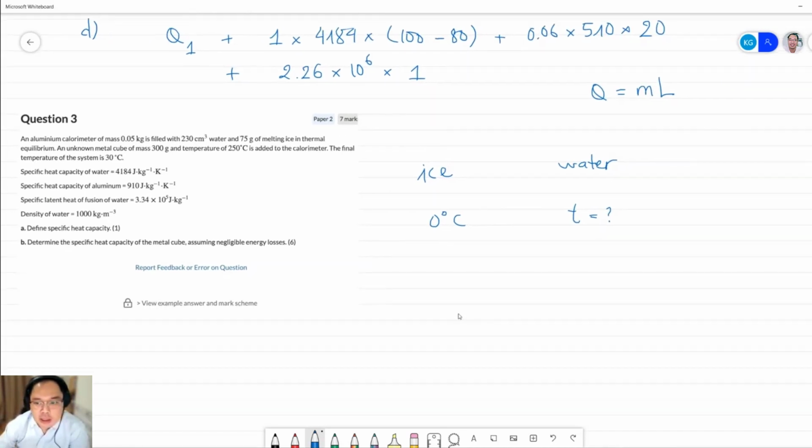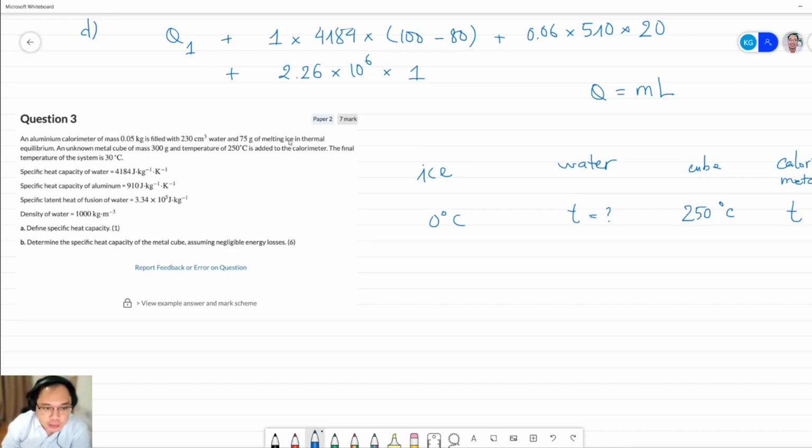The next thing is the iron metal cube at 250 degrees. And the calorimeter container. Can I move these words? No. Calorimeter. Initially at the same temperature as the water. Melting ice. Okay. In thermal equilibrium.